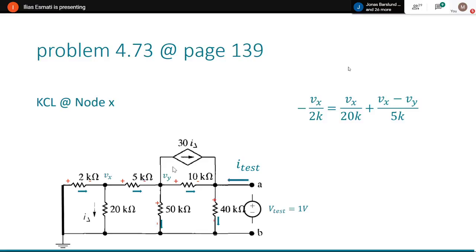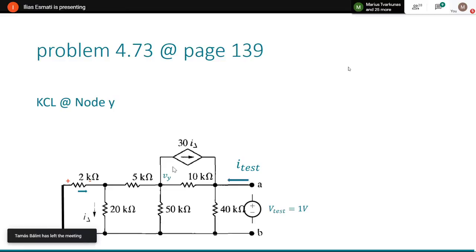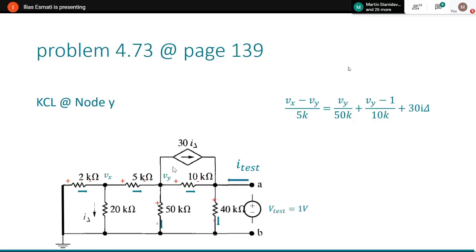Again, this we have by now. You all know how to write a KCL at different nodes. So now I make a KCL for Y. The reason I'm going fast at these slides is that this is what we covered last semester. So this will be the equation for the KCL at node Y.